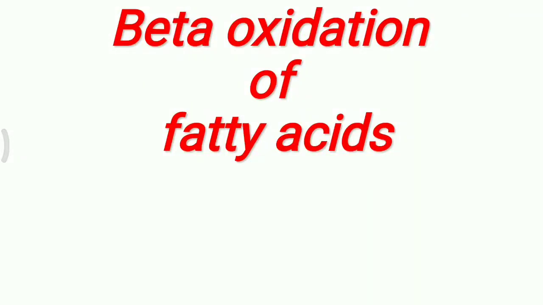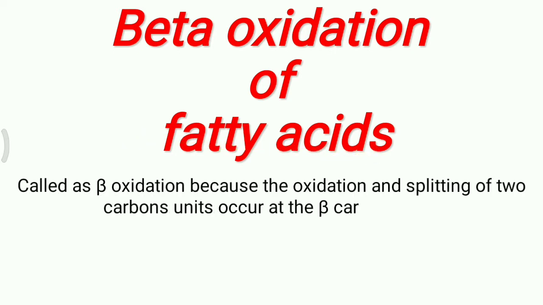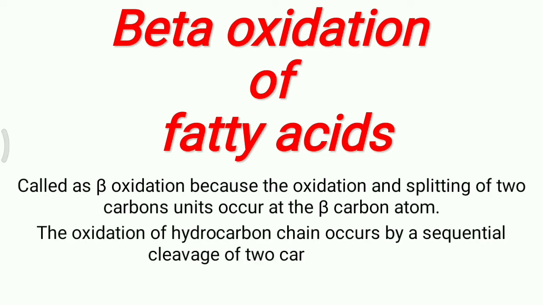Today's topic is about beta oxidation of fatty acid, or simply how fatty acid is metabolized inside our body, giving lots of energy, or lots of ATP generation. Basically, metabolism of fatty acid is called beta oxidation because the oxidation and splitting of two carbon units occurs at the beta position of the fatty acid. The oxidation of this hydrocarbon chain occurs by sequential cleavage of two carbon atoms, which is called acetyl CoA.